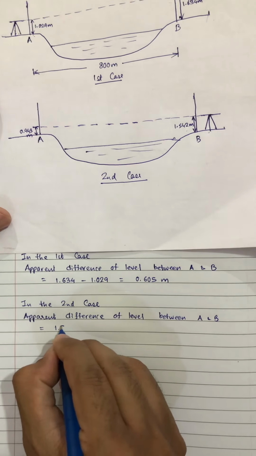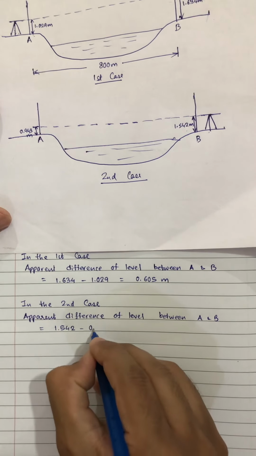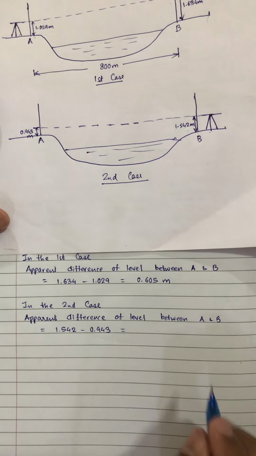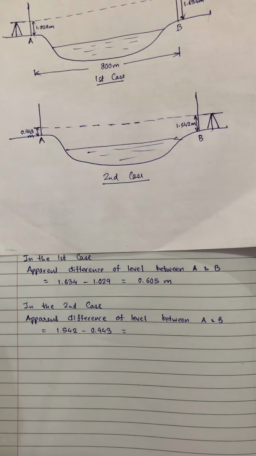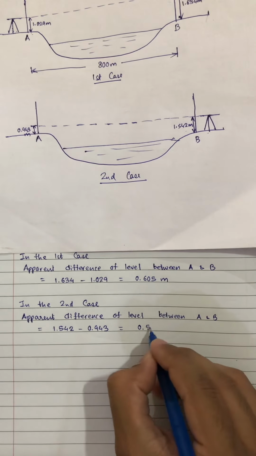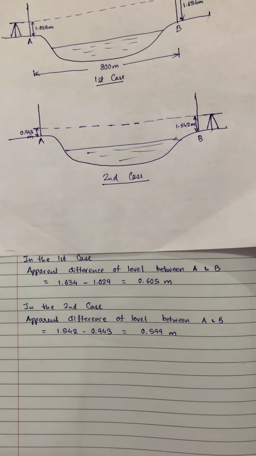So this will be 1.542 minus 0.943. Okay, so on calculating this, it comes out to 1.542 minus 0.943. So this comes out to 0.599 meter. This value is 0.599 meter.